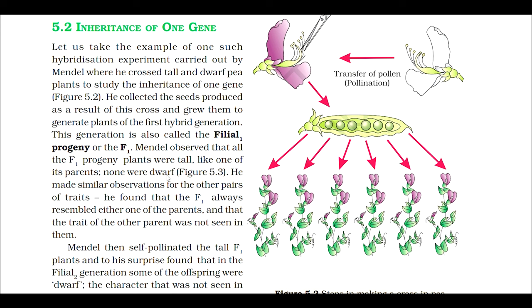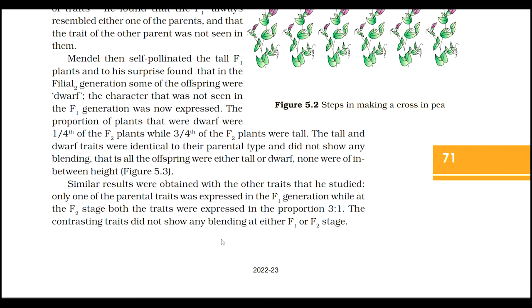He made similar observations for the other pairs of traits. He found that the F1 always resembled either one of the parents and that the trait of the other parent was not seen in them. Mendel then self-pollinated the tall F1 plants and, to his surprise, found that in the filial 2 generation, some of the offspring were dwarf. The character that was not seen in the F1 generation was now expressed. The proportion of plants that were dwarf was 1/4th of the F2 plants, and 3/4th of the F2 plants were tall.